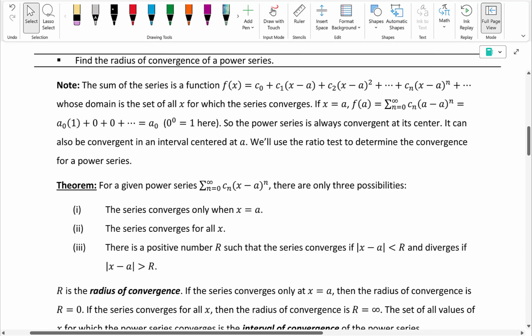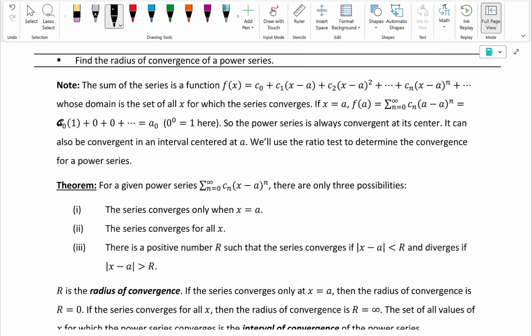So we've got a note here: the sum of the series is a function, right? F of x equals c sub 0 plus c sub 1 times x minus a plus c sub 2 times x minus a quantity squared, on and on and on, whose domain is the set of all x for which the series converges. If x equals a, we get f of a equals our summation from 0 to infinity c sub n times a minus a to the n, right? That a minus a would give us a 0, which would give us just a sub 0, right? That first coefficient times 1. Or you could put c sub 0 if you want there.